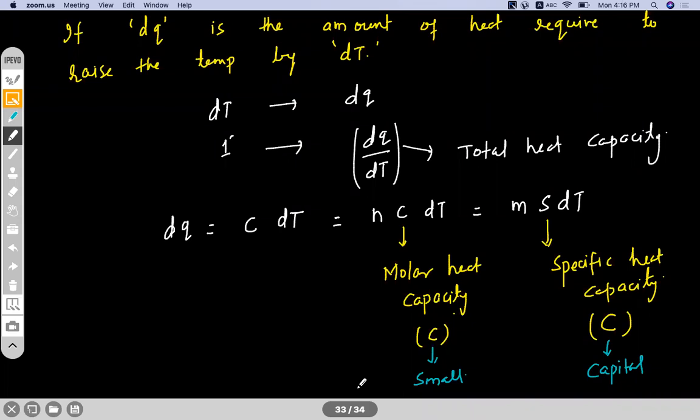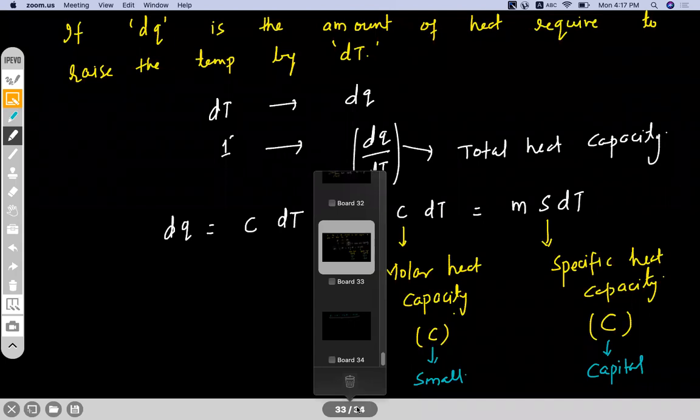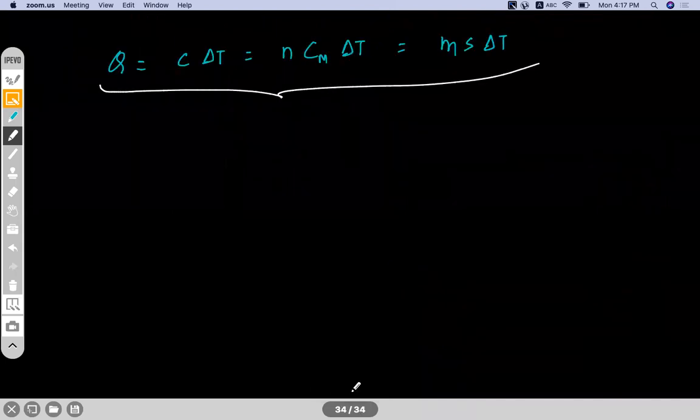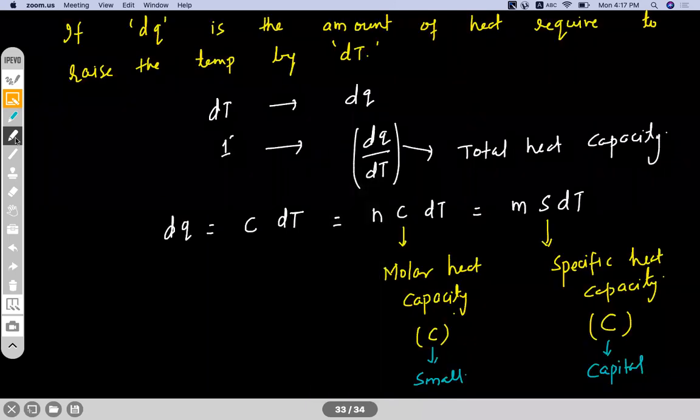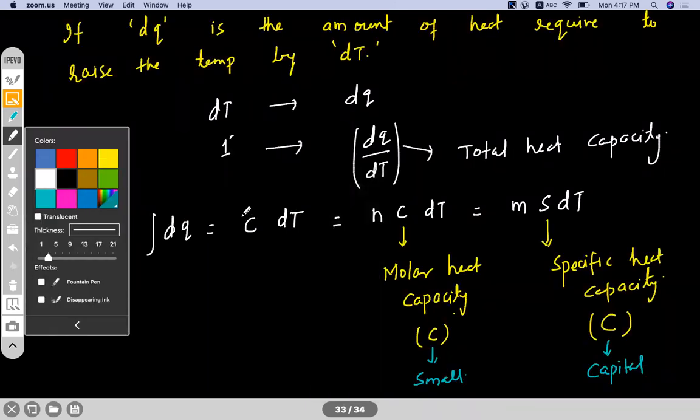Done. Now you see one very important thing I'm going to tell you over here. From this relation, we get this. How do we get this? By integrating them and putting the limit, correct? So what we are doing, we are integrating all these expressions, right?